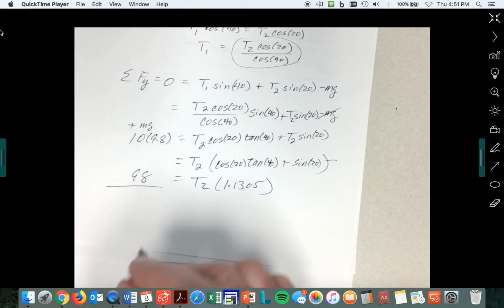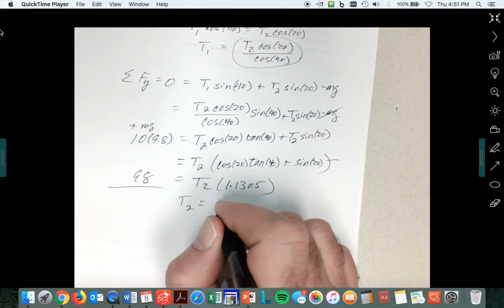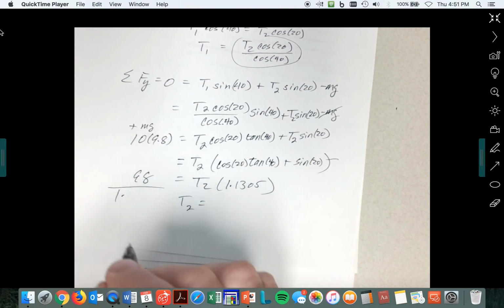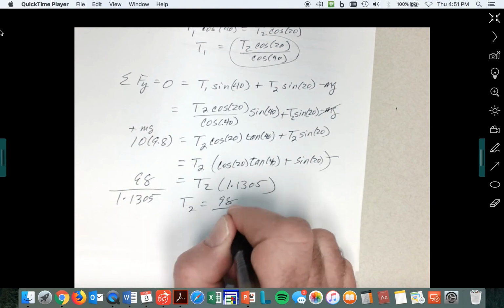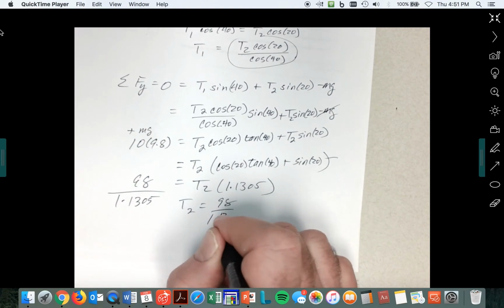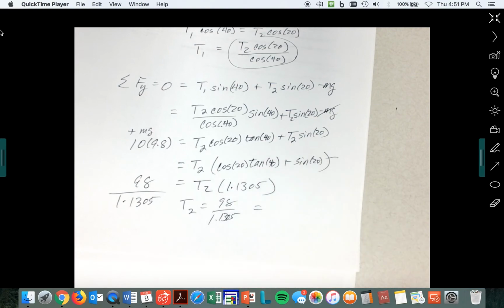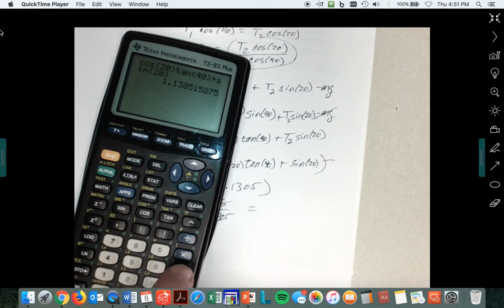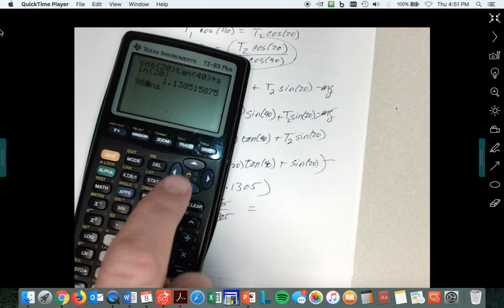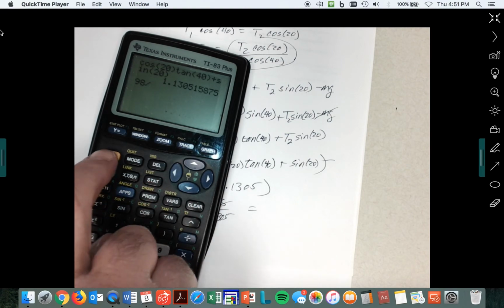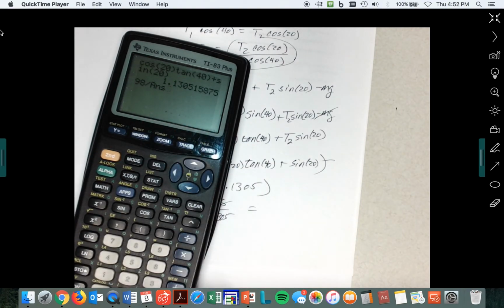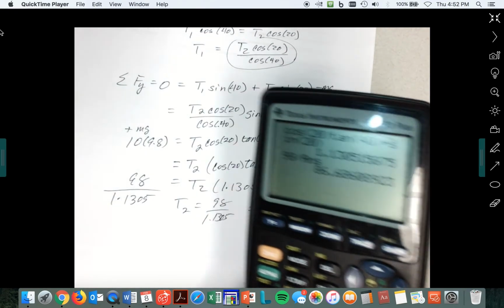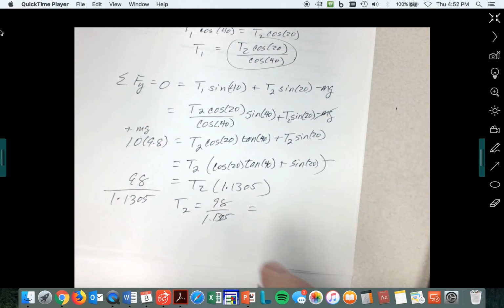Okay? So T2 is equal to 98 divided by 1.1305. So I'll take 98 divided by my answer. Whoops, better hit divide by. Divided by my answer, I'll take this answer here. Bang. 86.7 newtons.